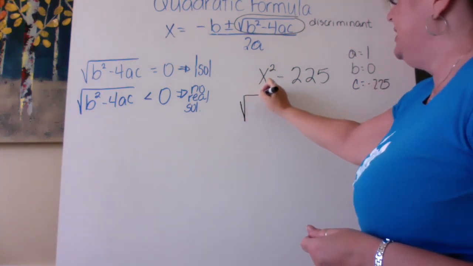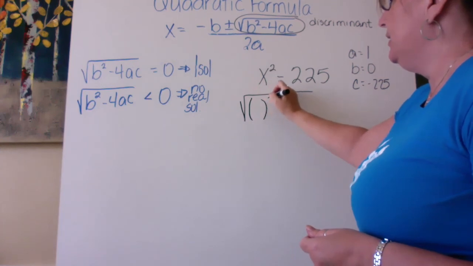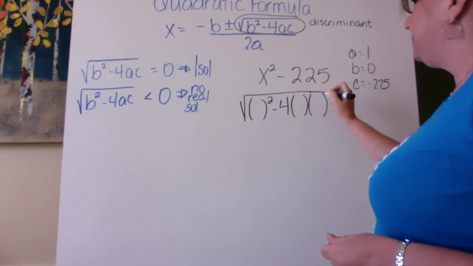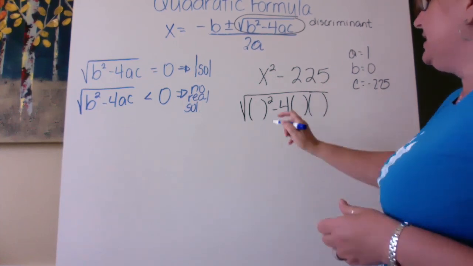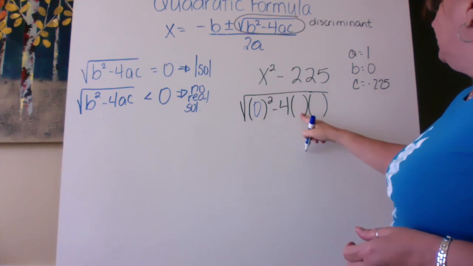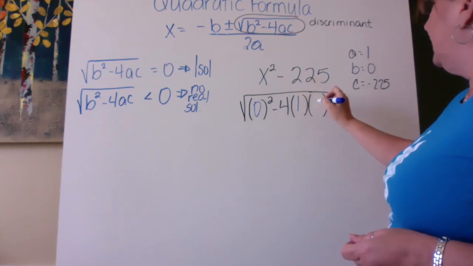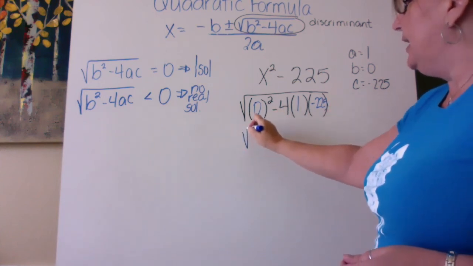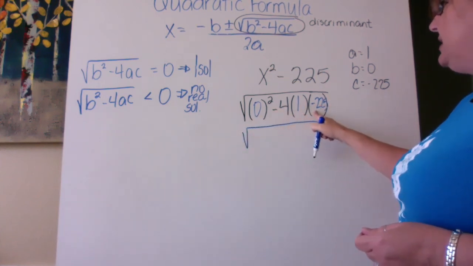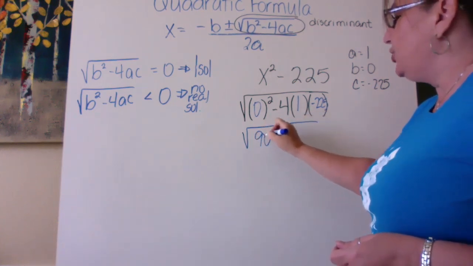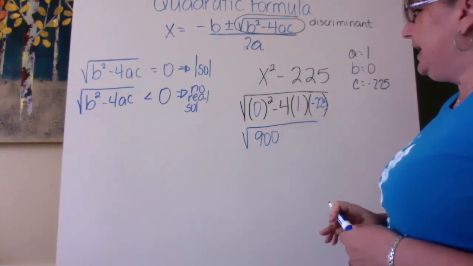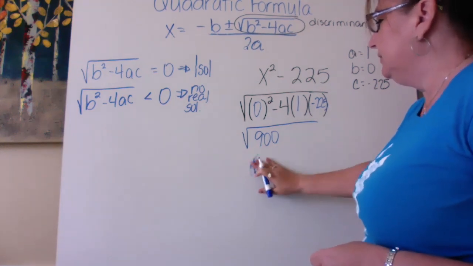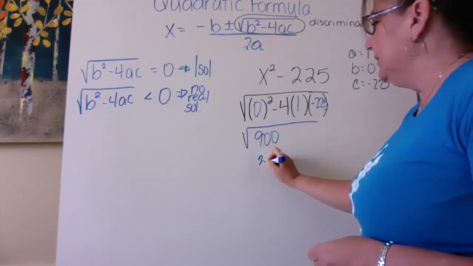Okay, now if we take B squared minus 4AC. B squared is 0. 4A is 1. Negative 225. So I get 0 squared. Negative 4 times negative 225 is 900. So I'm going to get 30 under my discriminant when I solve for it.